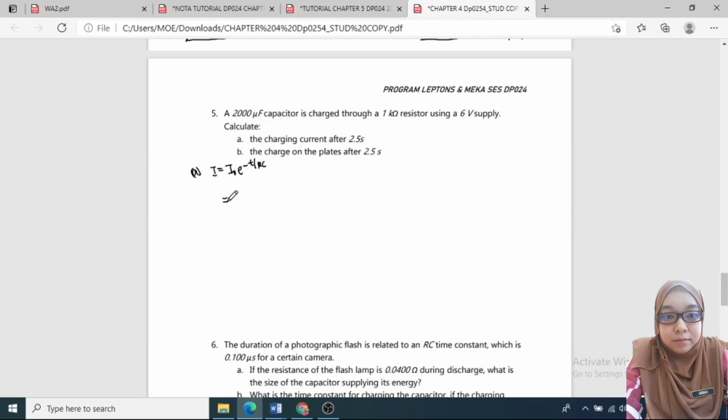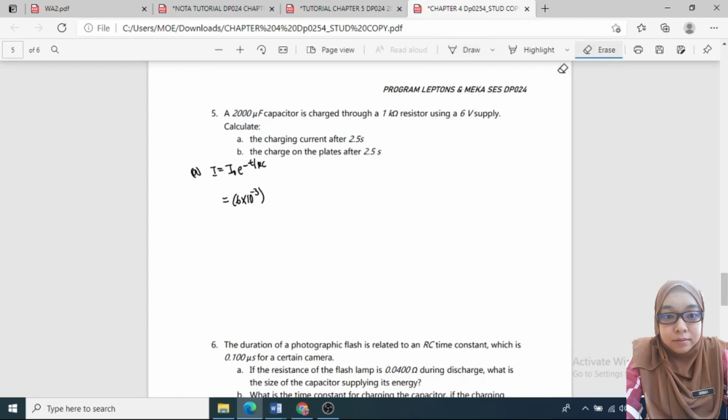So I naught kita adalah 6 times 10 power negative 3. And then how to calculate, macam mana boleh dapat I naught? Oh, kena kira I naught kena kira dulu. So how to calculate your I naught? So we use formula I naught equal to V naught per R. So V naught kita 6 bahagi R dia ialah 1 kilo. So you will get 6 times 10 power negative 3 ampere.